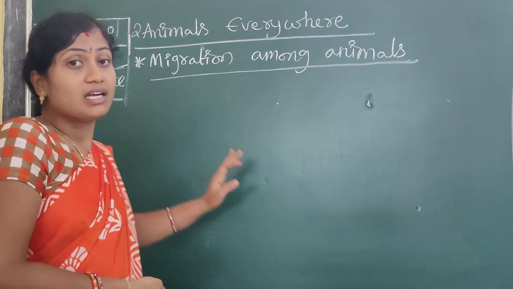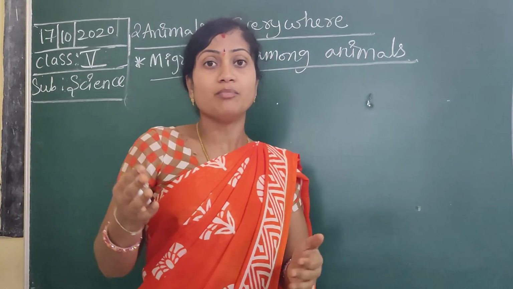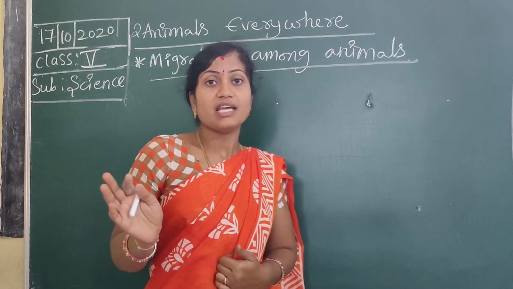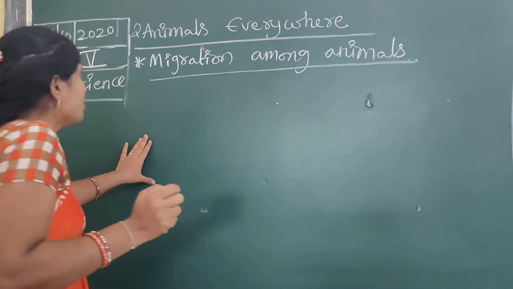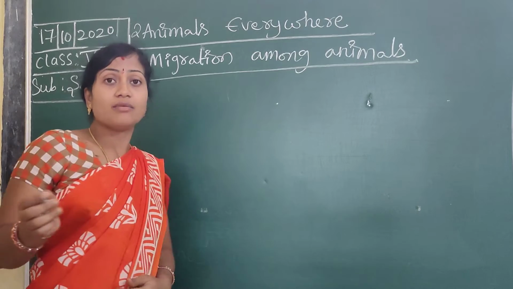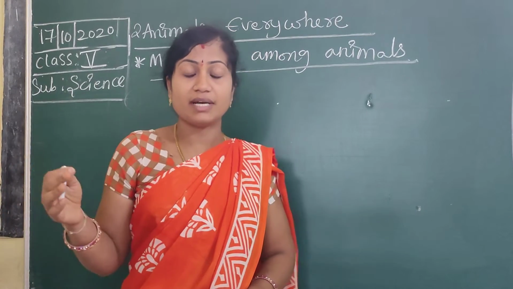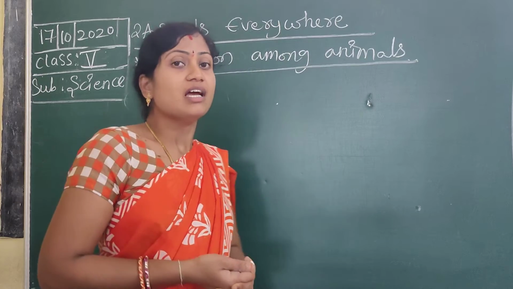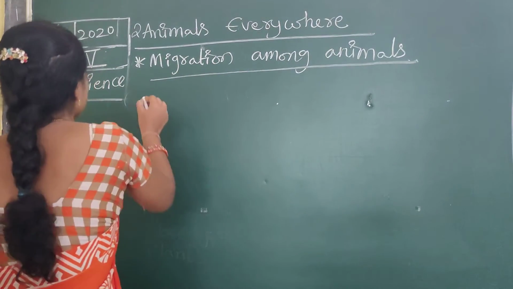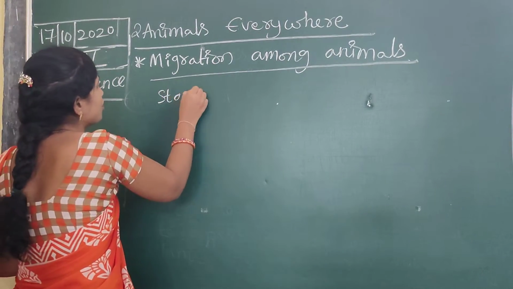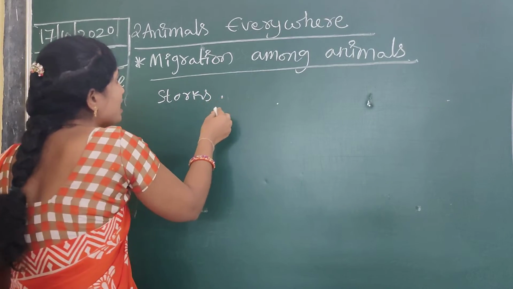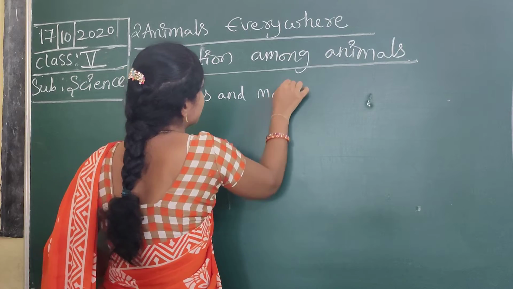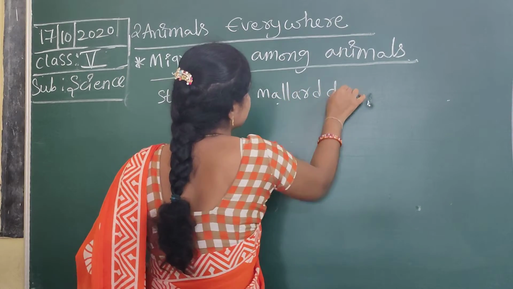So migration means they move from one place to another place over a long distance. Especially in birds, migration is very common. Here, for example, birds like storks and mallard ducks.